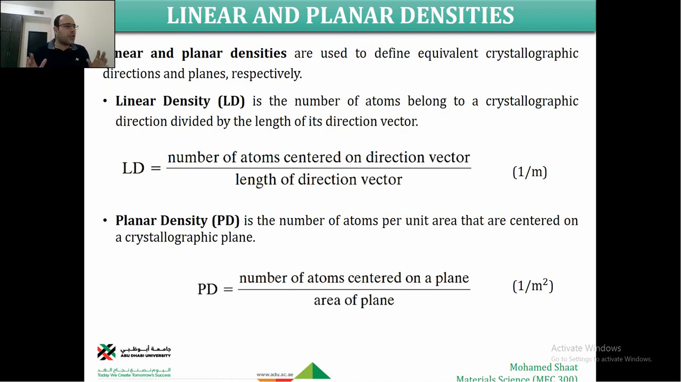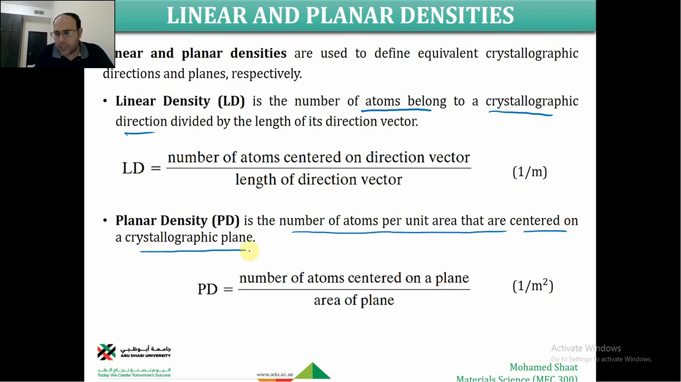So what are the linear density and the planar density? The linear density is the number of atoms that belong to a certain crystallographic direction. This means that the linear density is related to the crystallographic direction. The planar density is the number of atoms per unit area that are centered on a crystallographic plane. So the planar density is related to the crystallographic plane, but the linear density is related to the direction.